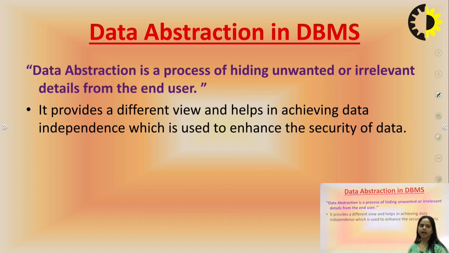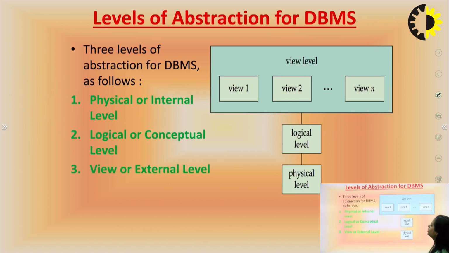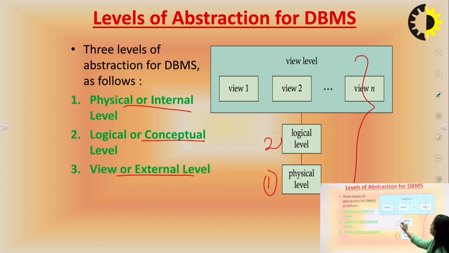Now come to data abstraction. What is data abstraction? Basically, it is a process of hiding unwanted or irrelevant data from the end user, or we can also say representing only those data which are desired by the user. There are three levels of data abstraction in DBMS: physical or internal level, logical or conceptual level, and view level. This is the diagram of these abstraction levels. First is the physical level, second is the logical or conceptual level, third is the external or view level.